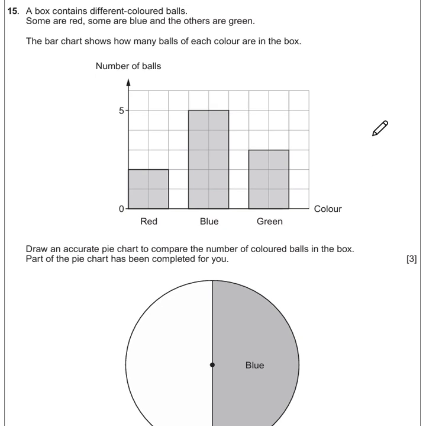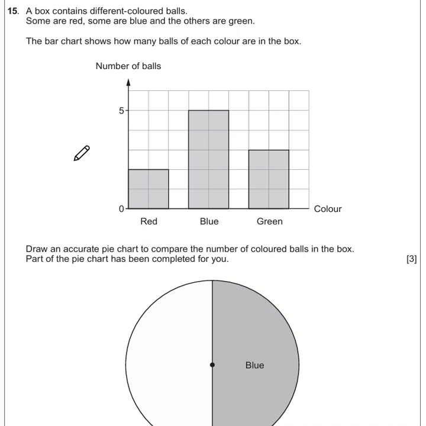Question 15. So a box contains different coloured balls. Some are red, some are blue, and others are green. The bar chart shows how many balls of each colour are in the box. And we are asked to draw an accurate pie chart to compare the number of coloured balls in the box. Part of the pie chart has been completed for you.